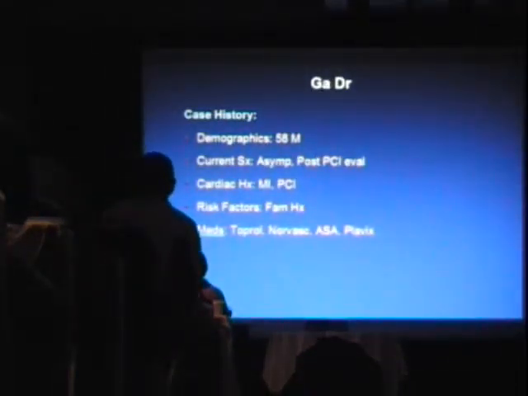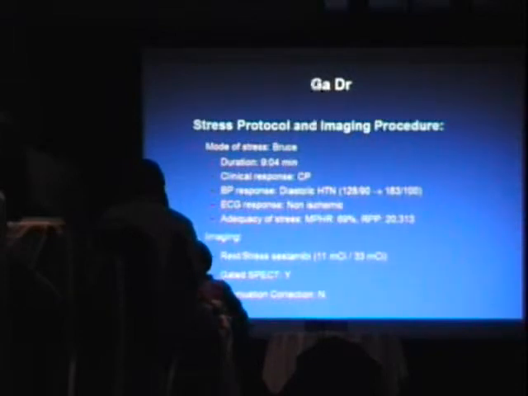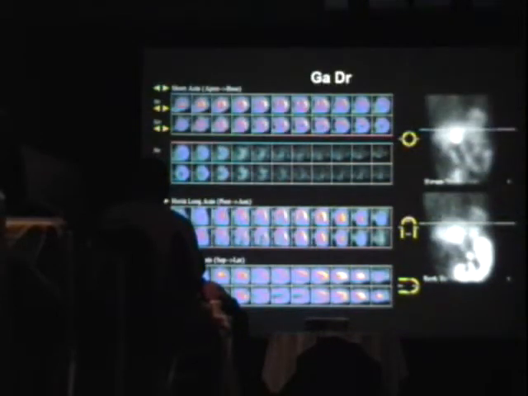Okay, another case, 58-year-old male, has coronary disease, has a prior revascularization procedure, now is asymptomatic but comes for post-PCI evaluation. Underwent exercise, Bruce protocol 9 minutes, has a hypertensive response to exercise, diastolic blood pressure goes up. The patient had chest pain, but no ECG changes, and the test was actually also submaximal.